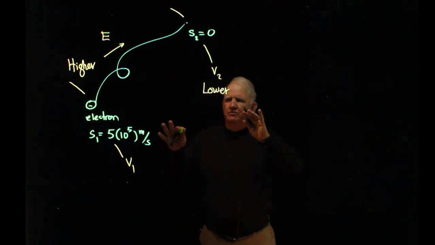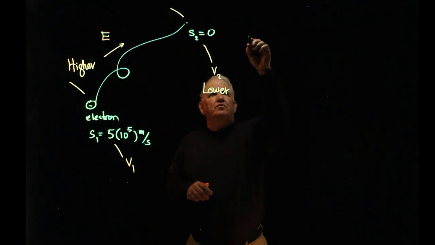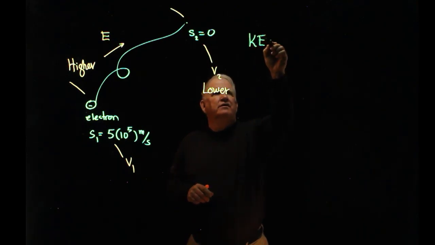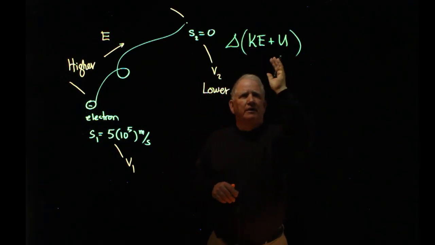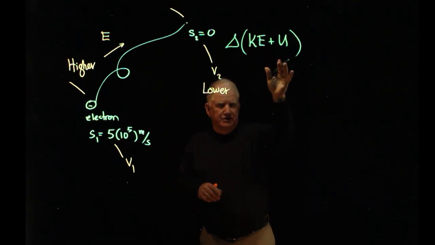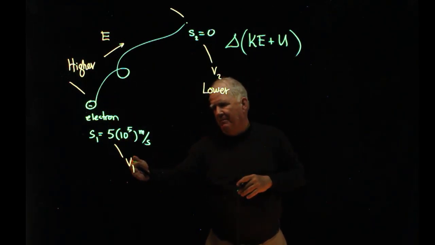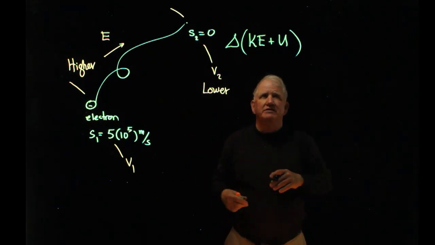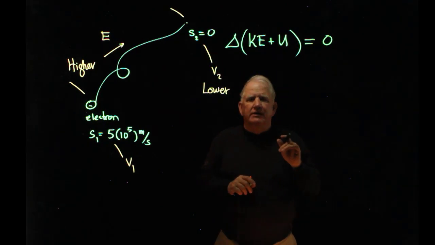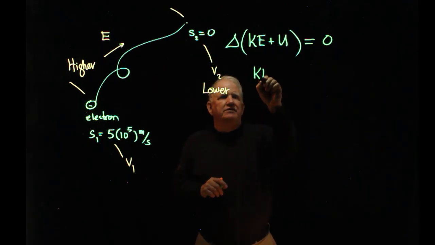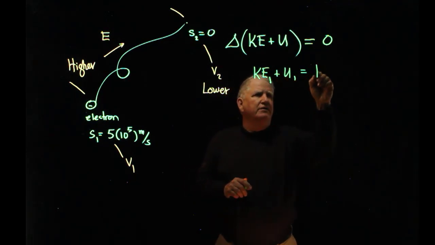So now let's show that mathematically. We're going to make use of the conservation of kinetic and potential energy. This electron has some kinetic energy, it has some potential energy at both of these places. So conservation of energy says this sum is equal to 0, does not change. Let's write that like this.